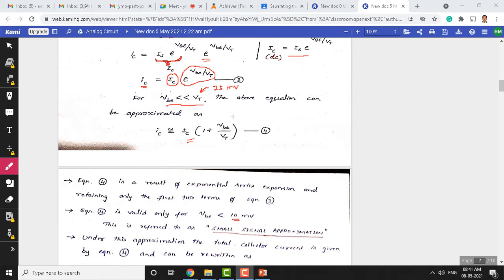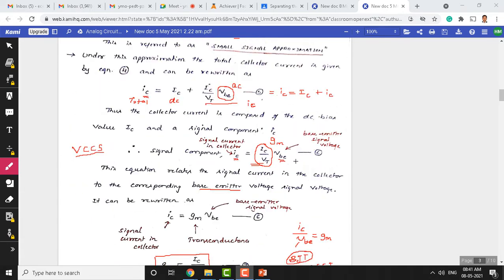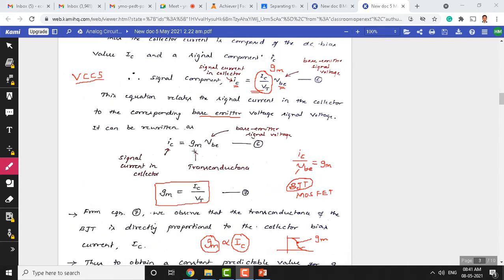As we said, VB must be less than VT, whose typical value is 25 millivolt, and if I assume VB as 10 millivolt, the circuit can be called small signal approximation. Later we derived other expressions for the collector current in terms of transconductance. As you can see here, IC is equal to GM times VBE, where the transconductance GM is equivalent to the DC collector current divided by VT. VT is called the thermal voltage.